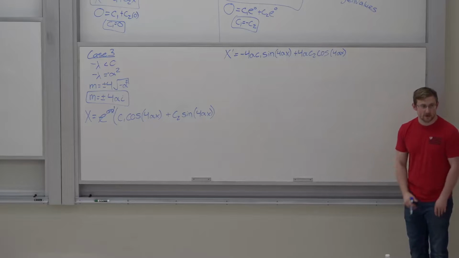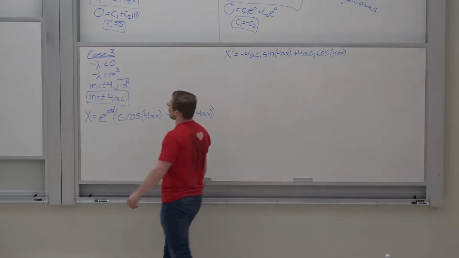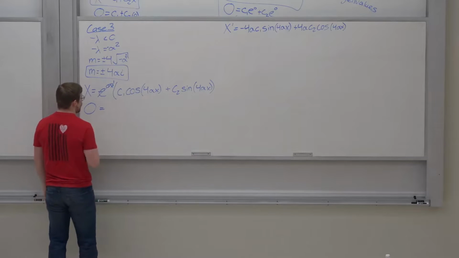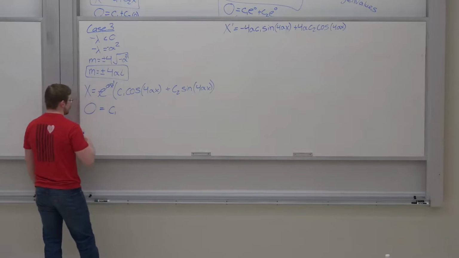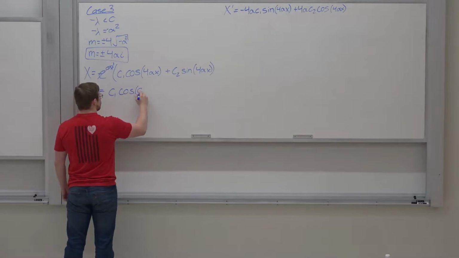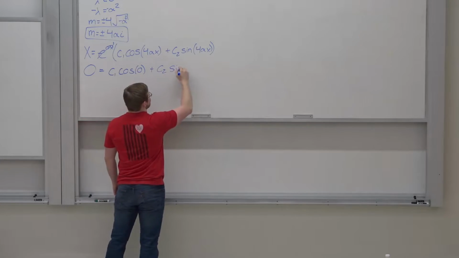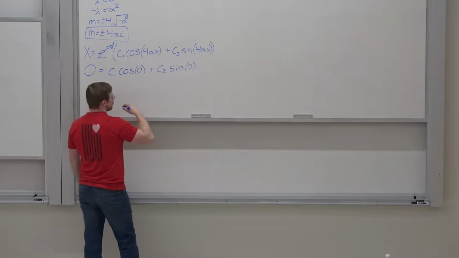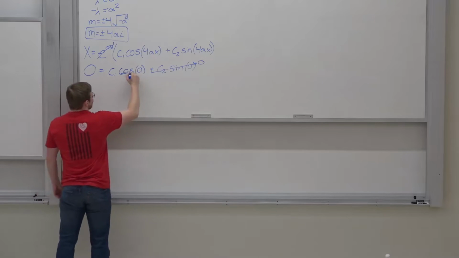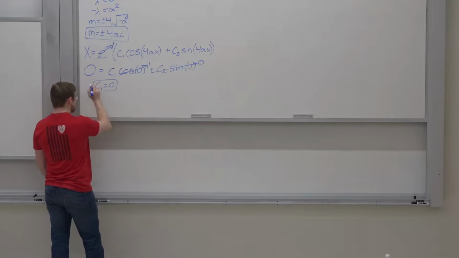So now that I took my derivative, it's getting very repetitive. Now I plug in my boundary conditions. I look at my first boundary condition, and it says that my function X is equal to 0 when my variable x is equal to 0. So I have 0 is equal to C1 times cosine of 0 plus C2 sine of 0. I know that sine of 0 is 0, so that goes away. I know cosine of 0 is 1, so I get C1 is equal to 0.